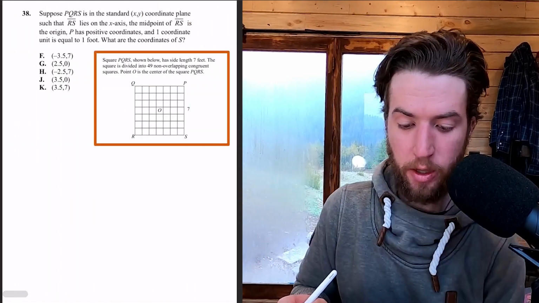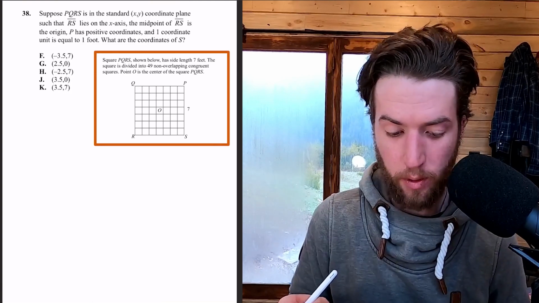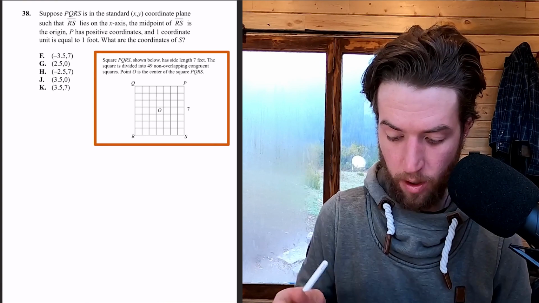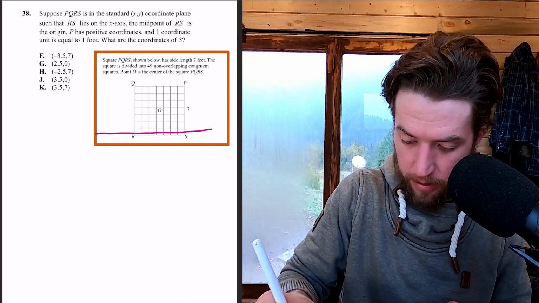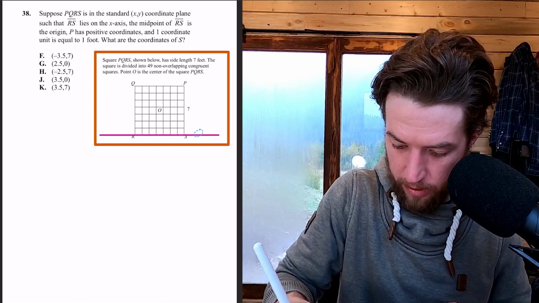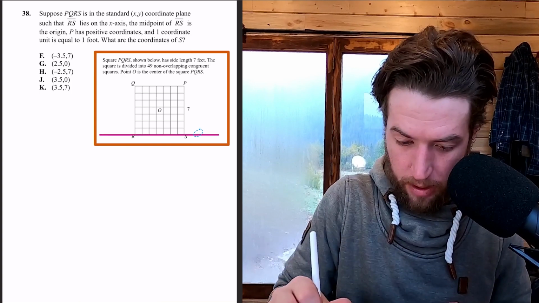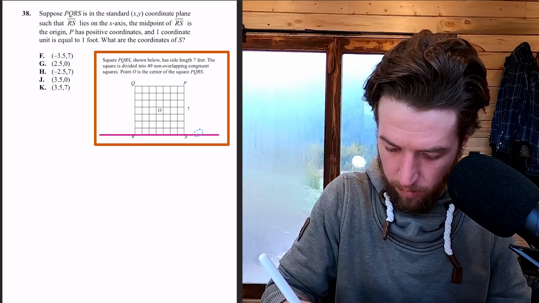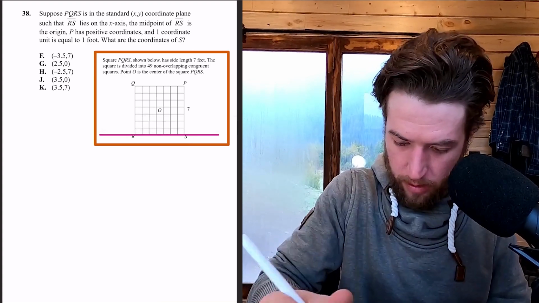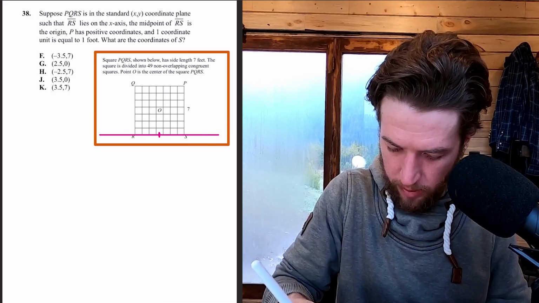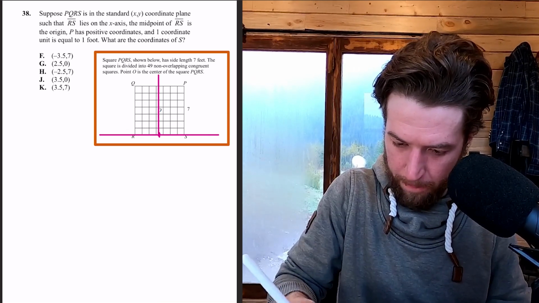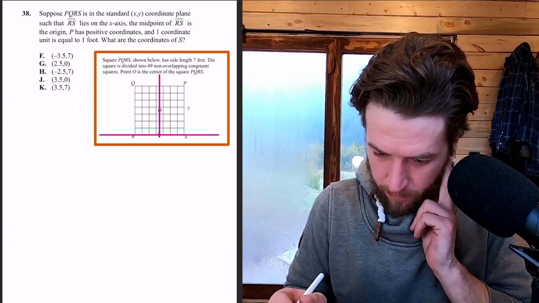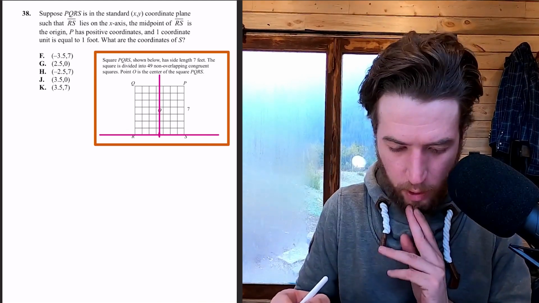All right, suppose PQRS is in the standard XY coordinate plane such that RS lies on the x-axis. So RS is the x-axis, okay? I can get behind that. So there we go. And the midpoint of RS is the origin. Oh, so right here is our origin. Okay, get behind that too. So that's our vertical. Move that over just a little. And each coordinate is equal to 1 foot.